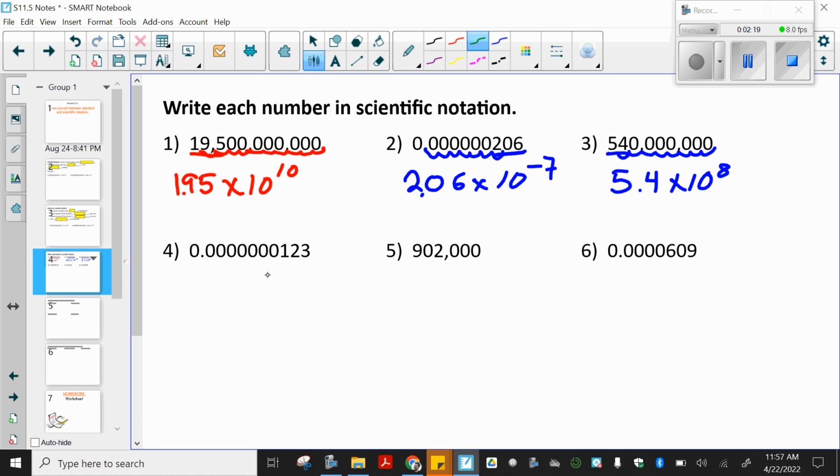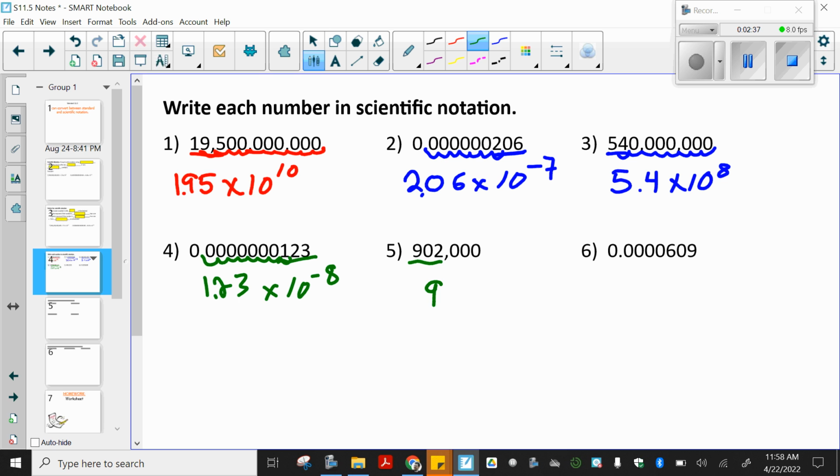Here's my non-zero numbers. 1, 2, 3. Put my decimal after the first number. I'm going to count to the right. 1, 2, 3, 4, 5, 6, 7, 8 times 10 to the negative 8 because we went to the right. It's a very small number. Rewritten this way has to be a negative exponent.